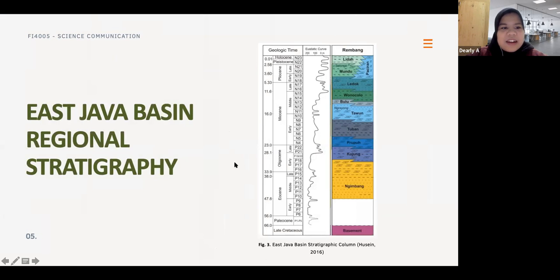Next is regional stratigraphy in East Java Basin, as you can see in figure 3. According to subsurface data from hydrocarbon exploration in this area, the Pachiran Formation is the oldest exposed stratigraphic unit, primarily composed of claystone with limestone and sandstone inserts, especially at the bottom. The last one is the Pachiran Formation, the youngest stratigraphic unit in the system. This formation is composed of massive limestone from the surface.